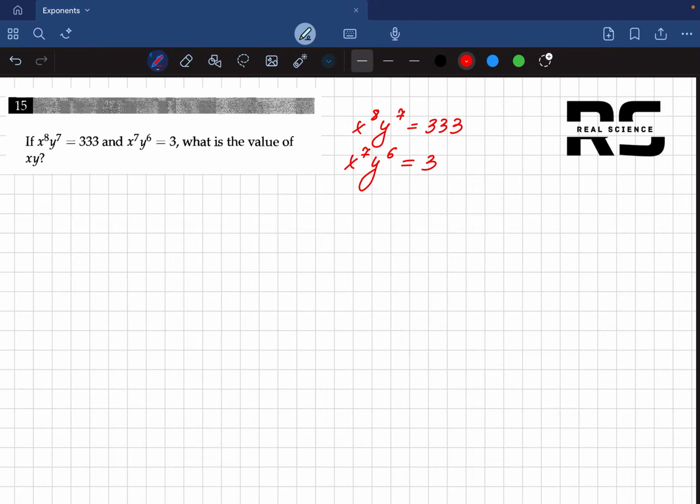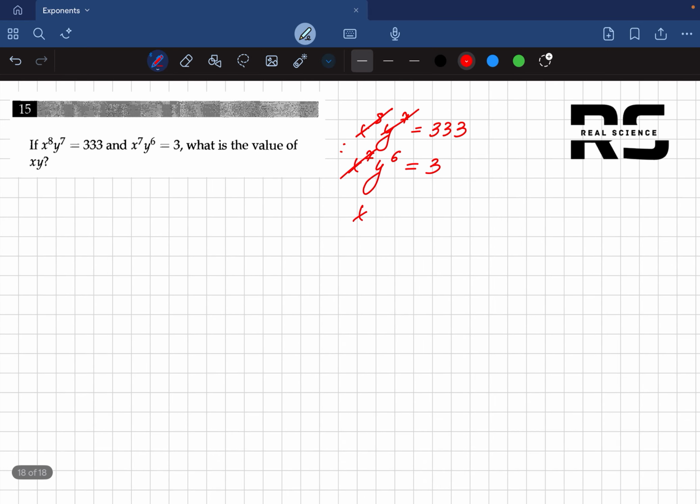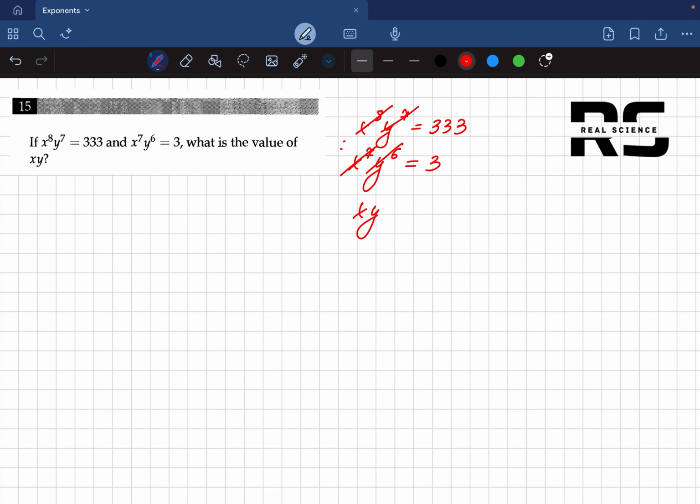Now let's divide the first one by the second one. X to the power of 8 divided by x to the power of 7 is just x. Y to the power of 7 divided by y to the power of 6 is just y. 333 divided by 3 is just 111. So the answer is xy is equal to 111.